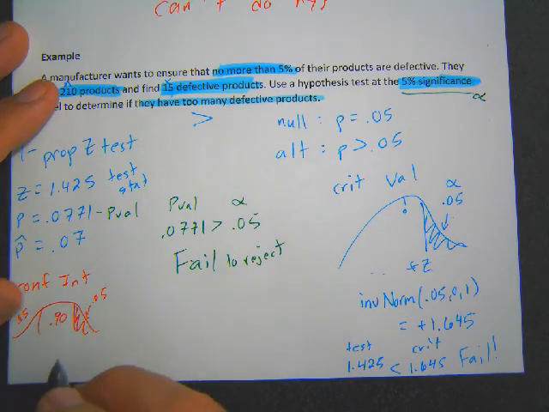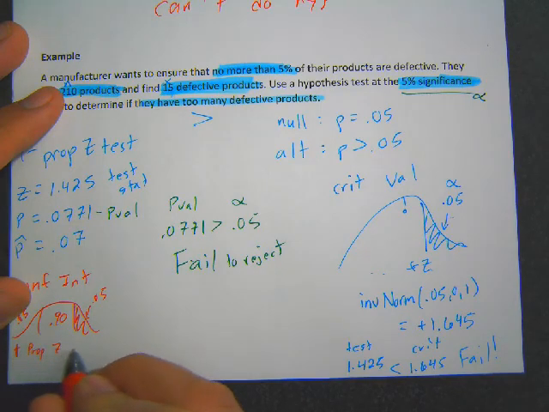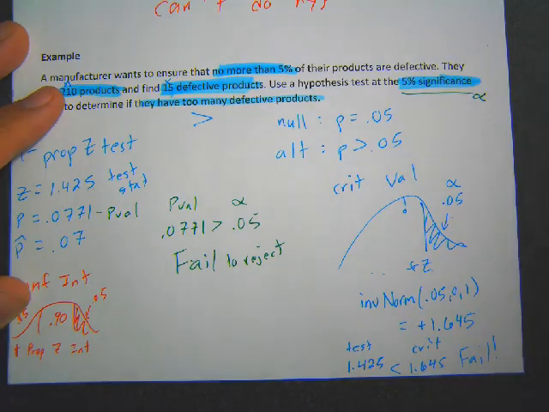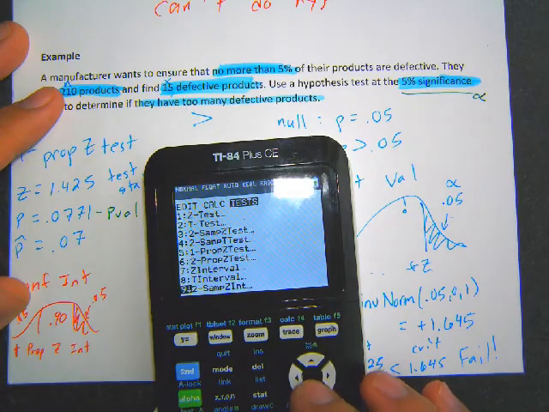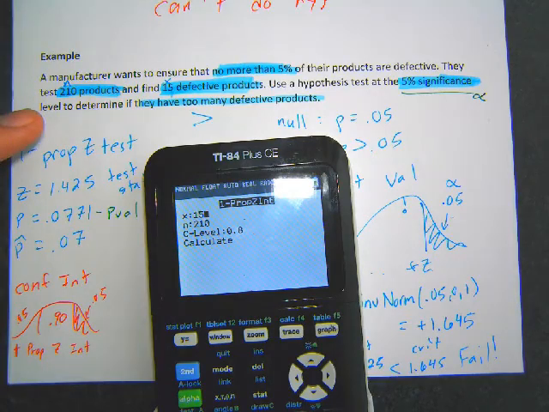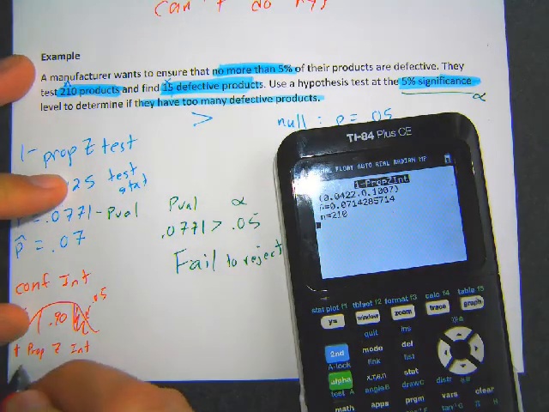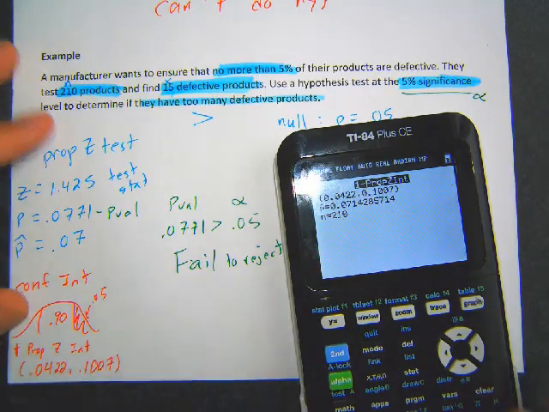So we're going to use this to get our confidence interval. So we're going to do the one prop z interval with that 90% and see what we get. So stats, tests, one prop z interval. We're looking at x is 15, n is 210, confidence level is 0.9, and we calculate. We get confidence interval goes from 0.0422 to 0.1007.